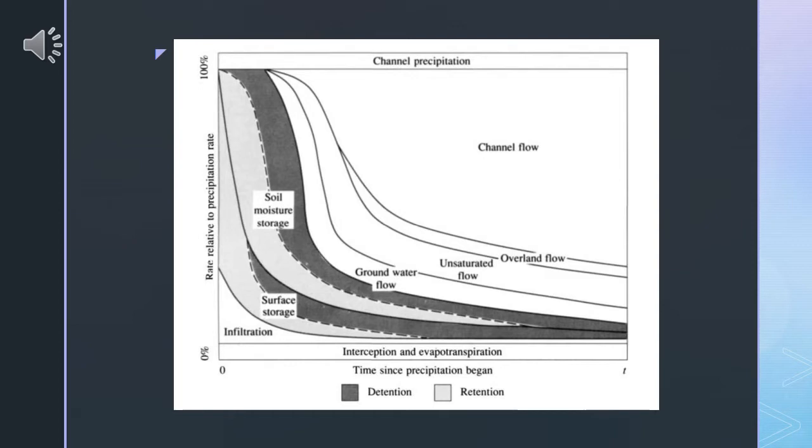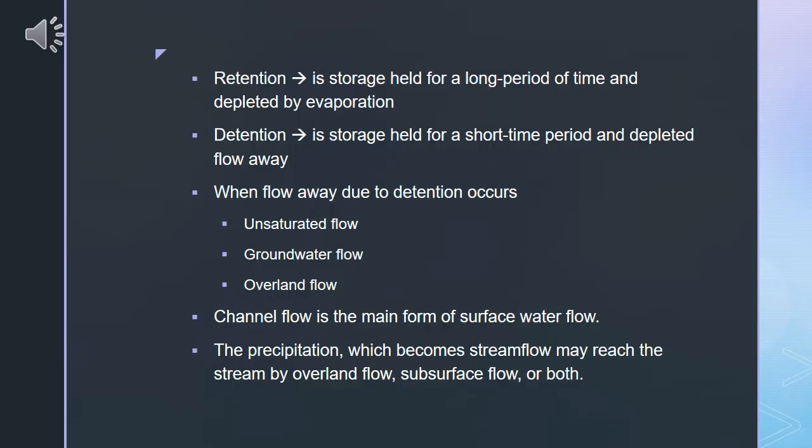The shaded area is detention and the gray area is retention. So let's define all this and then go back to this figure so we can understand better what we mean by drawing these rates. Retention is storage held for a long period of time and depleted by evaporation. And detention is storage held for a short time period and depleted by flowing away.